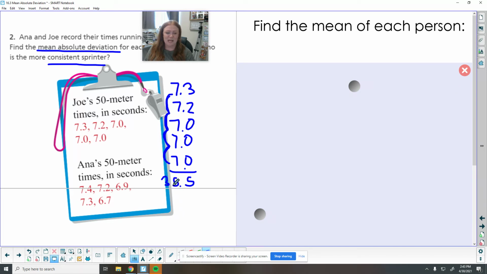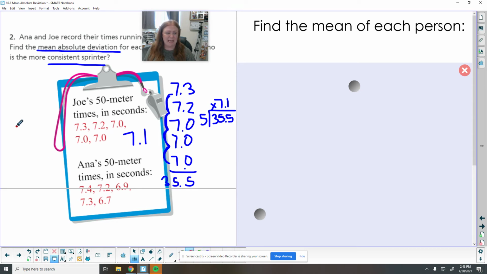So Joe's total time was 35.5. And we are going to divide that by 5 to see his average time per race. So that goes in there 7 times and 1. So Joe's average is 7.1. So he ran some a little faster, some a little slower, average 7.1.